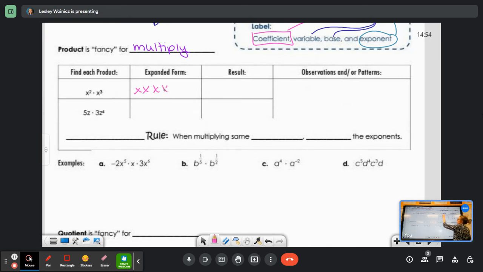1, 2, 3. Okay, so what power of x is that? We've got 1, 2, 3, 4, 5 of them multiplied together, so that's x to the 5th. All right, so you can see it up here, but I'm going to do it on here for everybody else, and then I'm going to erase it. So don't write it down here because you're going to erase it.